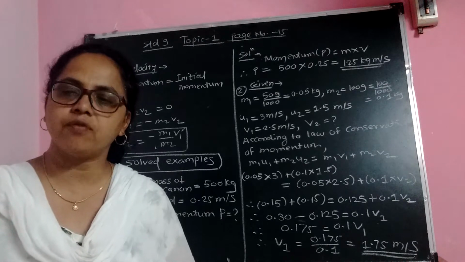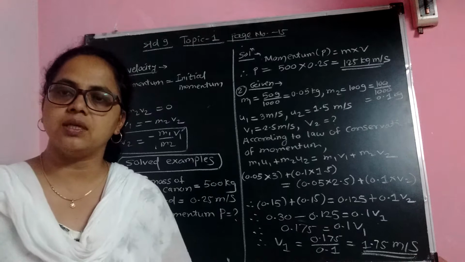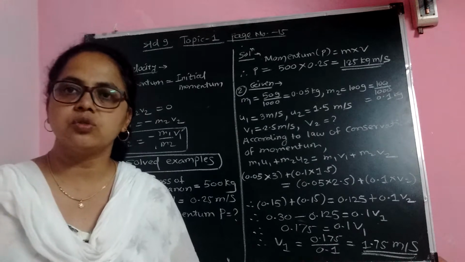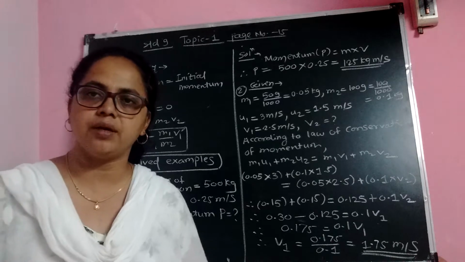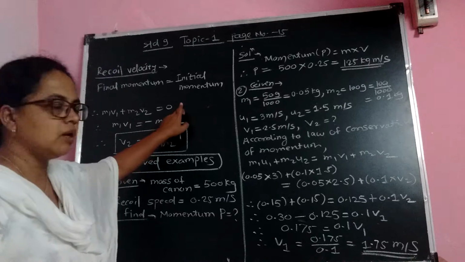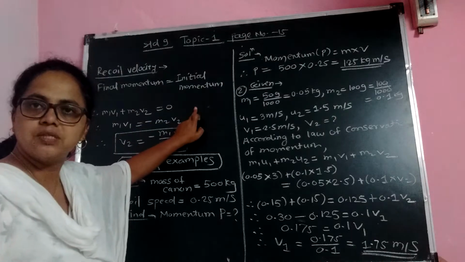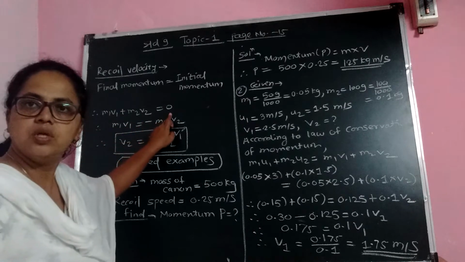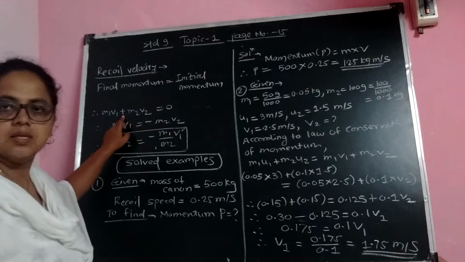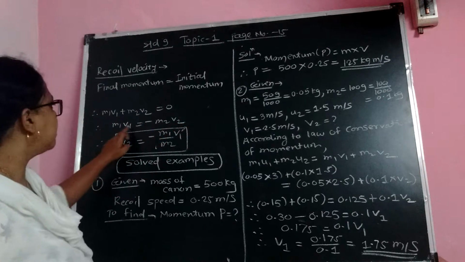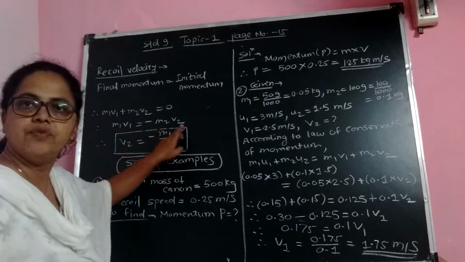When the bullet is fired from the gun, they will get velocity and their final momentum becomes m1 v1 plus m2 v2. According to the law of conservation of momentum, final momentum is equal to initial momentum. But initial momentum is 0. Put this value in this equation: m1 v1 plus m2 v2 is equal to 0. This term is plus; when it goes to the other side it becomes minus. So m1 v1 is equal to minus m2 v2.